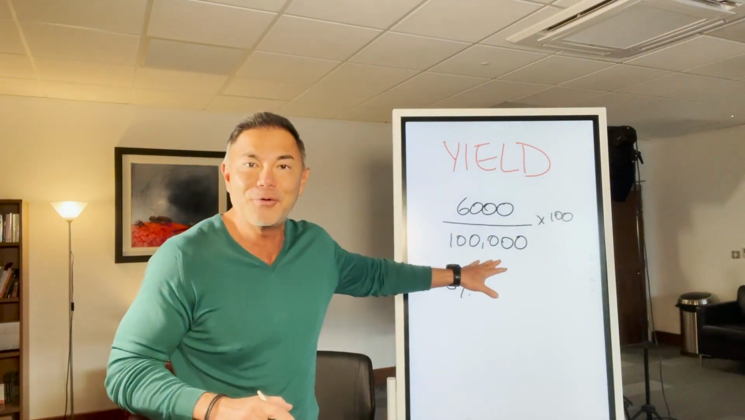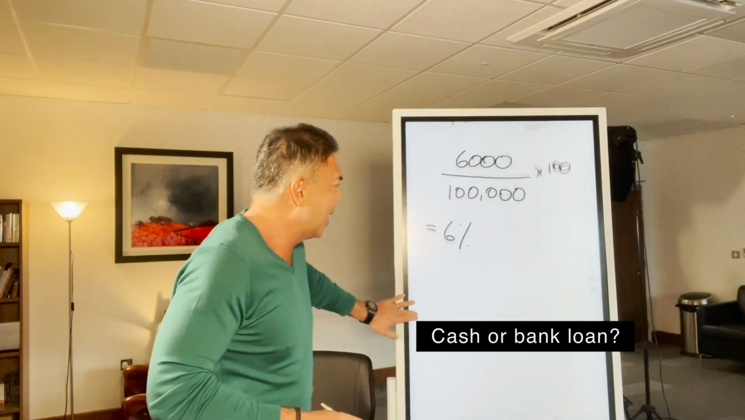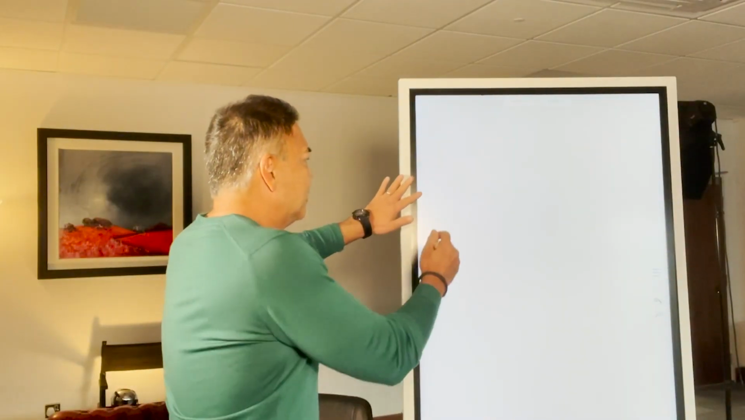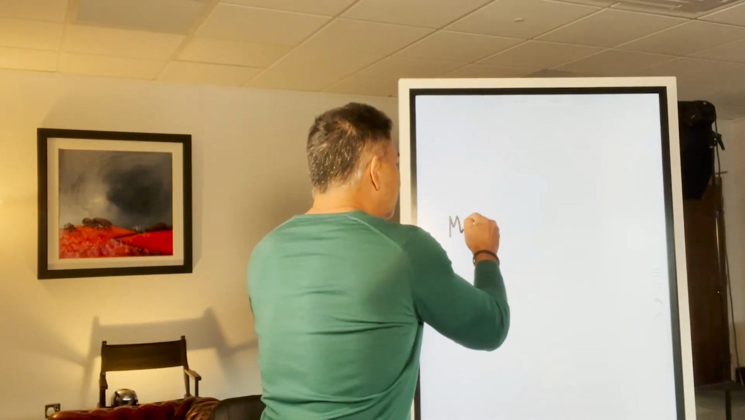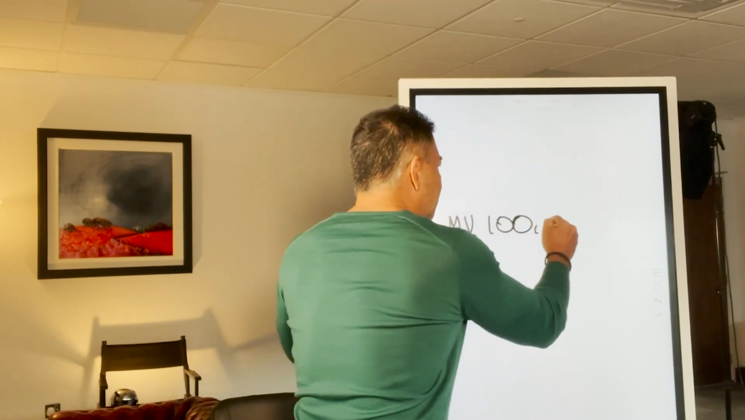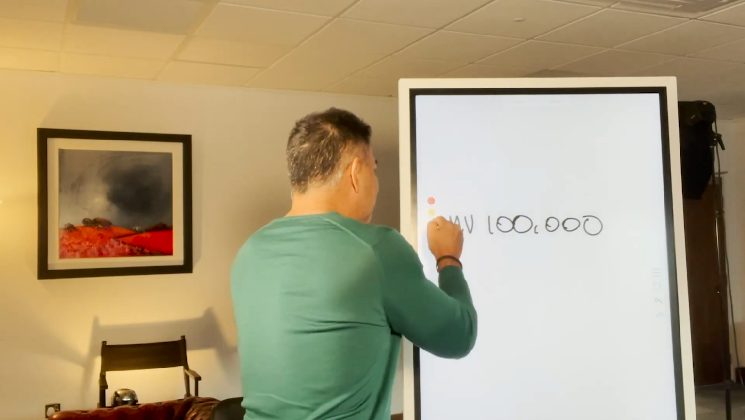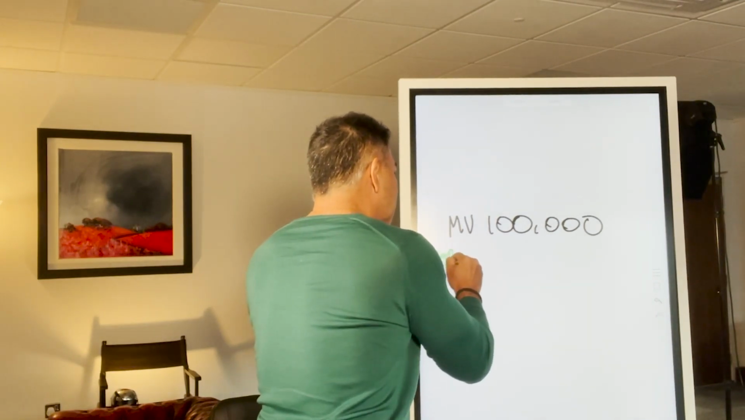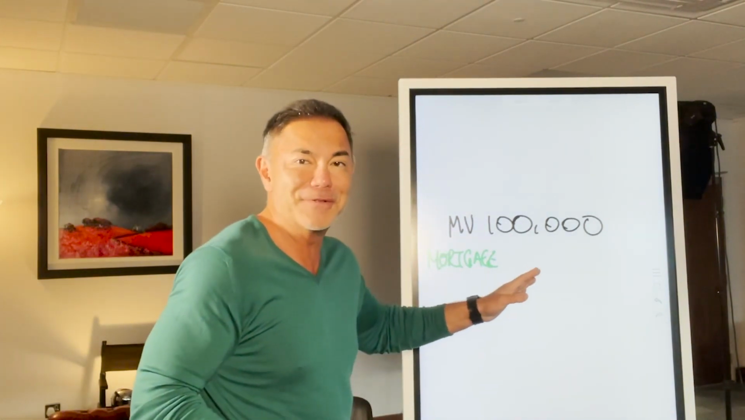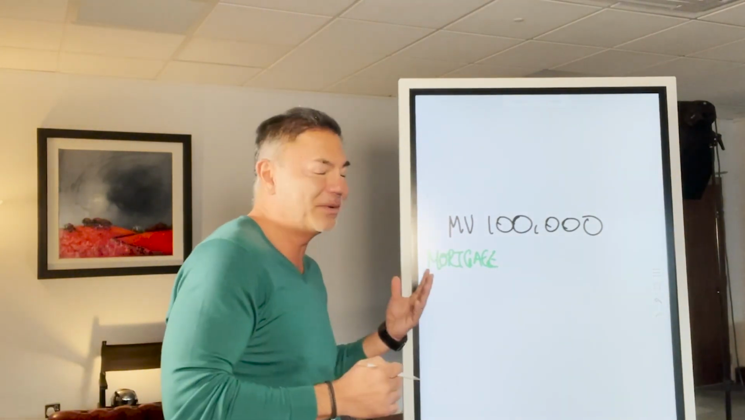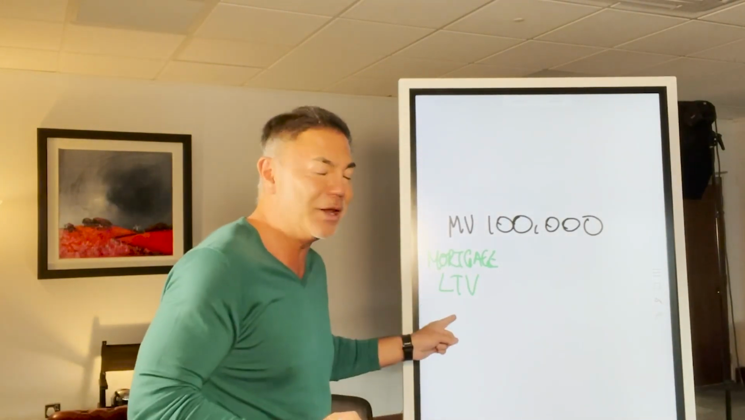You've got 100 grand. Should you just stick it in the property and buy it, or should you actually get a bank loan? Now, let's say in this case, the market value of the property is, again, 100,000. But this time, you're getting a mortgage from the bank. I'll use a different color, mortgage. And the bank will probably never give you the full amount. So what they're likely to give you is a percentage, which is known as LTV, or loan to value.